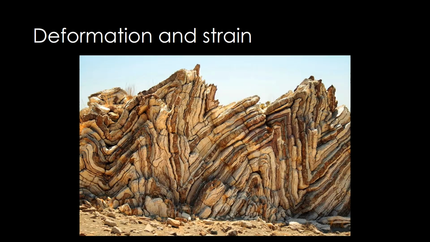Deformation is anything that has happened to a rock since the rock was deposited. And strain is the total result of all things that have happened to the rock. So for example, these sedimentary layers were once horizontal, but now they're very folded. So strain is what happened in between.